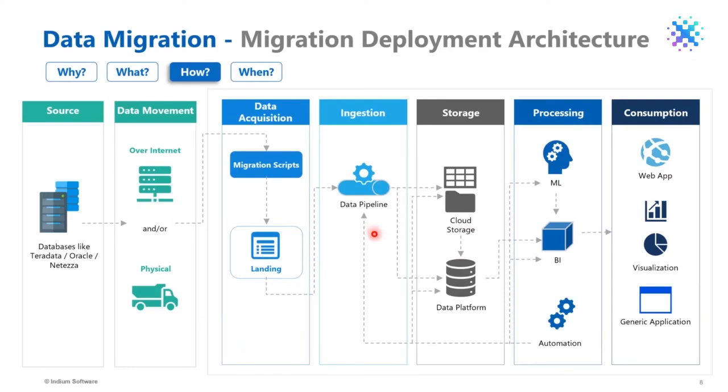The most important things to note: one, identify the right movement strategy, identify the right acquisition strategy, identify the right ingestion strategy, and identify the right storage. We will have to design this in such a way that the architecture helps you perform the migration in a seamless manner. Like I said, on the right side, the processing and visualization could be something completely different.